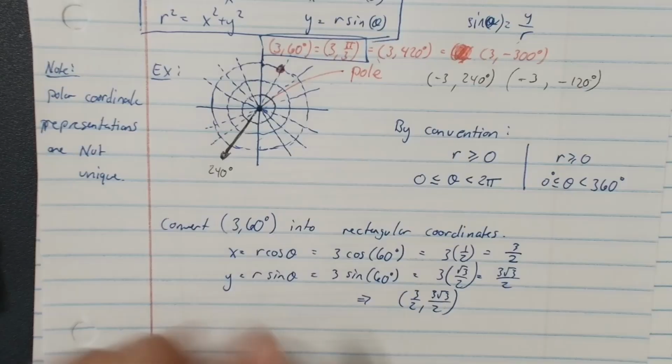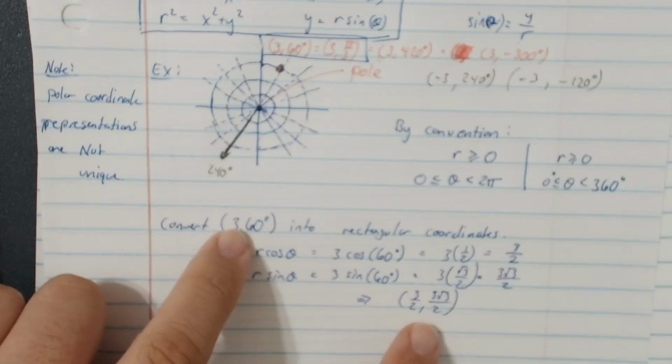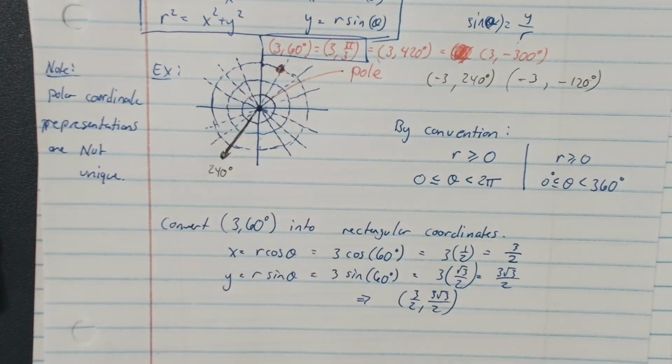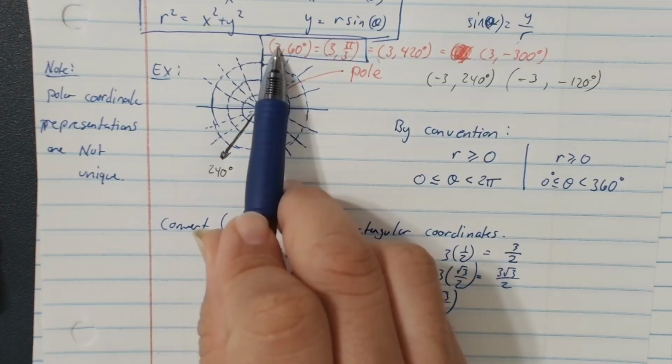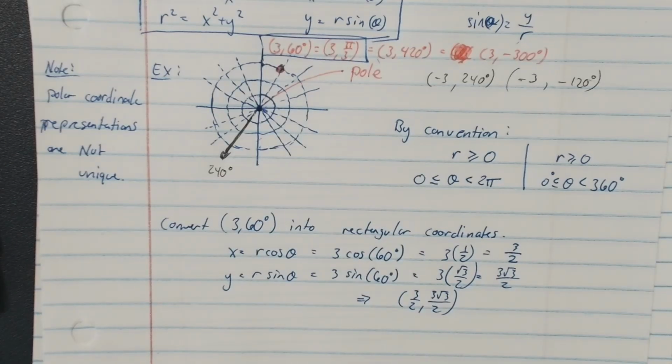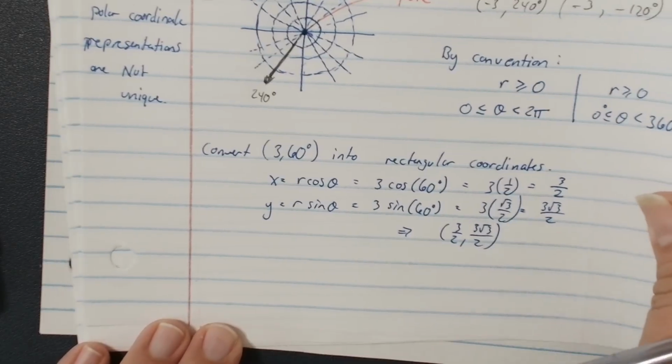That doesn't change the point. It's the same point. It's just labeled a different way to get to that point. You would go 3 halves of a step this way and 3 root 3 over 2 steps this way. We can, of course, go forward or backwards as needed.